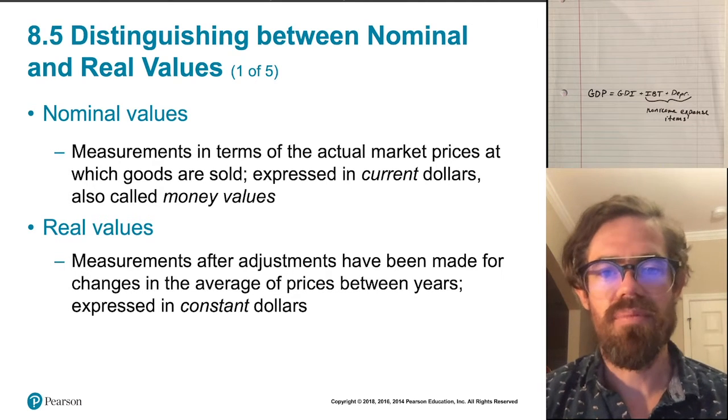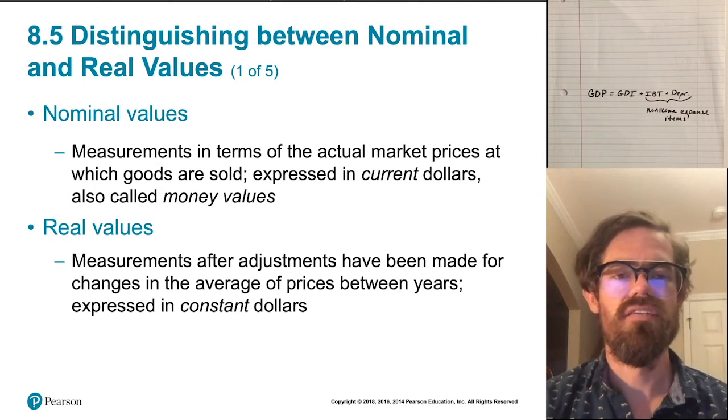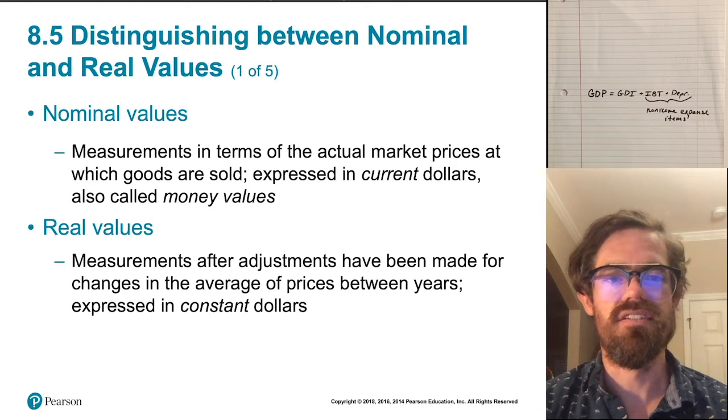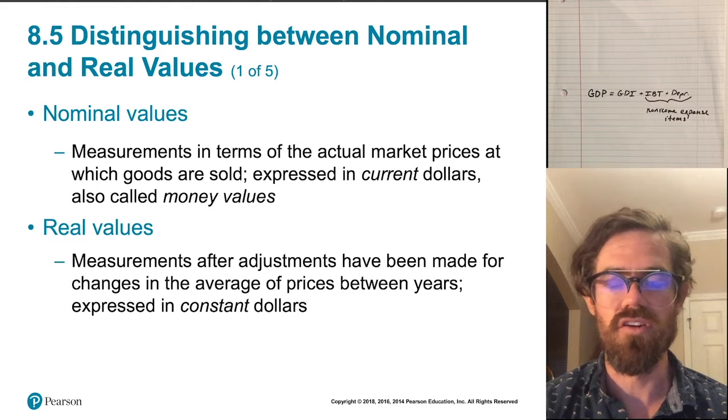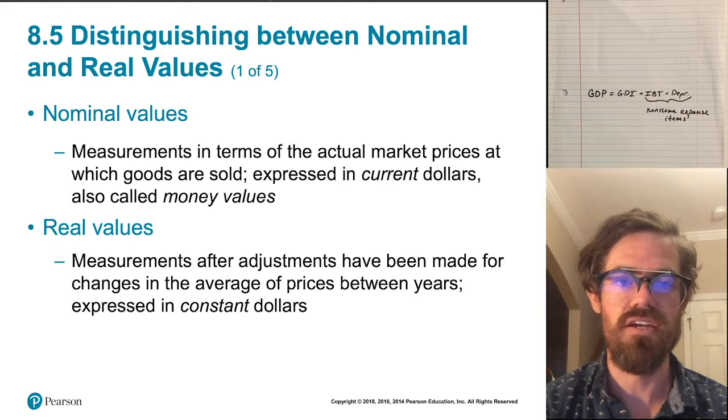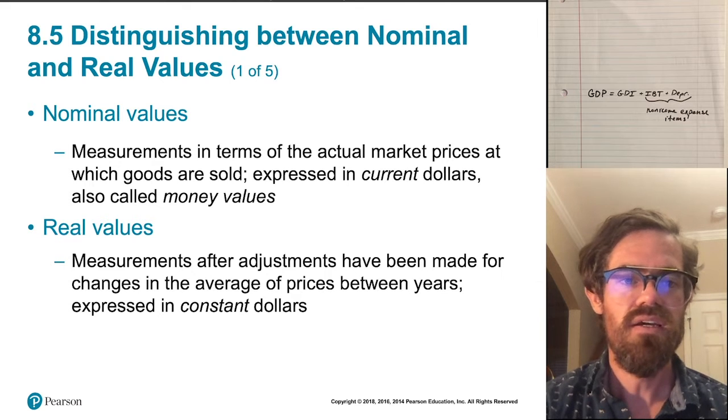All right, we're going to wrap up this chapter looking finally at the distinction between nominal and real values. This is going to be really important for other aspects of the course later on. So make sure you understand the difference here, because we're going to see these things again in other chapters.